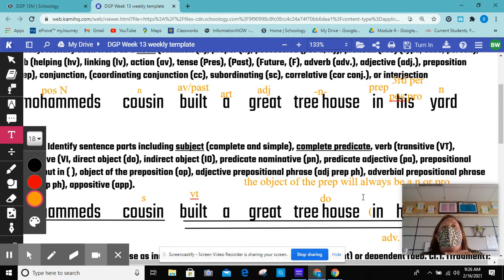All right, and again, I want to go over that the object of the preposition will always be a noun or a pronoun. Your direct object will also always be a noun or a pronoun, okay? Your direct object will always be a noun or a pronoun. Your object of the preposition will always be a noun or a pronoun. The simple subject of your sentence will always be a noun or a pronoun. Third person possessive pronoun.